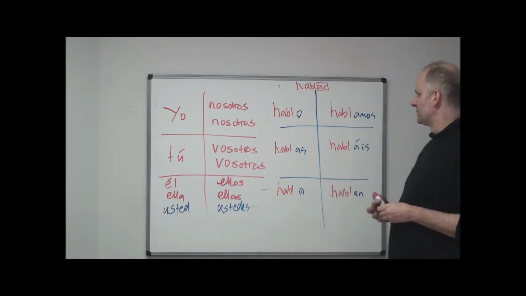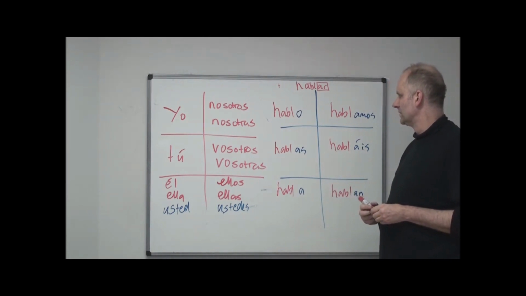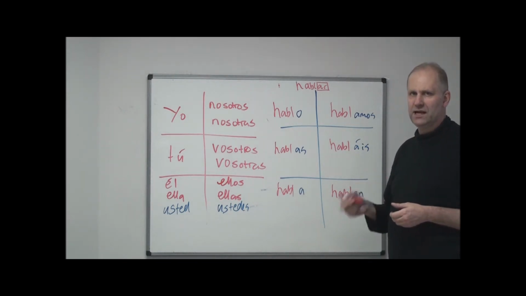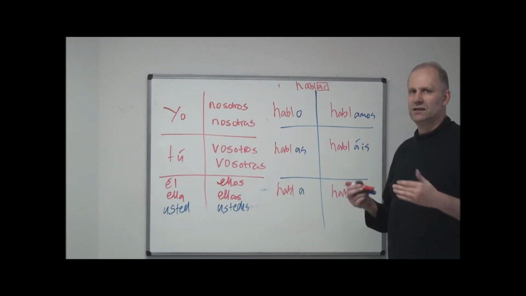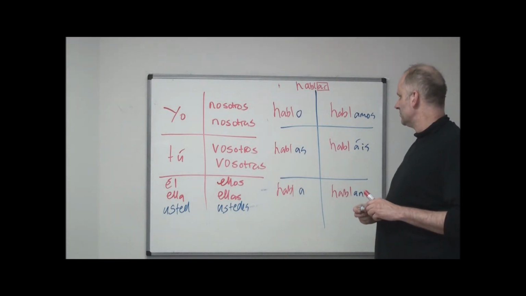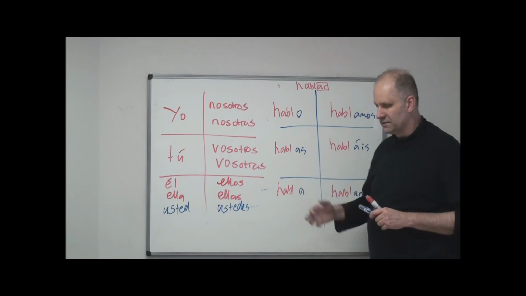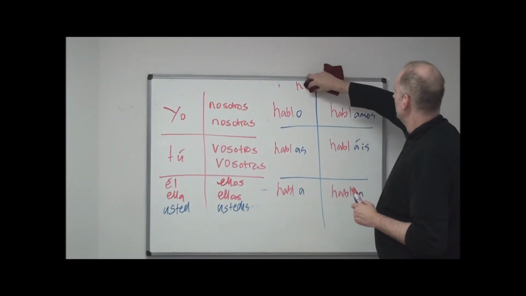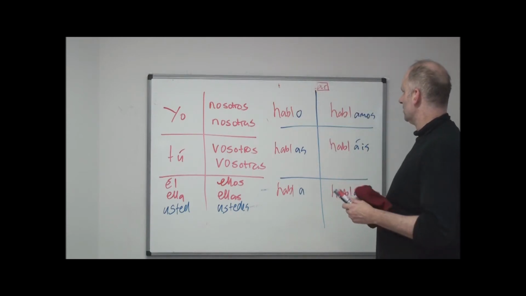So I think the best way to learn it is just to drill it and just keep on doing it. Hablo, hablas, habla, hablamos, habláis, hablan. Hablo, hablas, habla, hablamos, habláis, hablan. So as long as you know that, any regular AR verb will just conjugate in the same way.